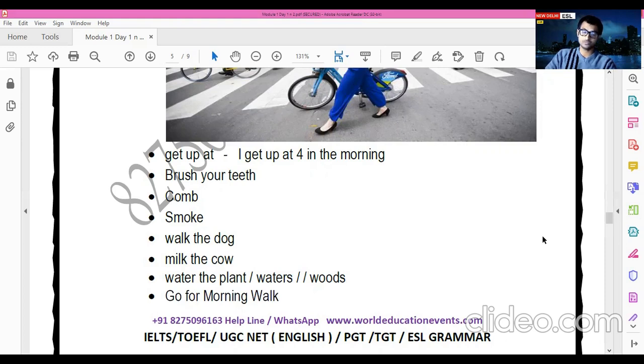Remember, if you're using 4 in the morning, with morning you are not supposed to use AM, otherwise it will be incorrect English. And don't forget, you can't say I get up in the morning at 4, because as per the grammar rule, you should use the small time first and then the longer time period. Morning is a long time period and 4 AM is a short time period. So you can't say it that way. You should follow the basic concept and say I get up at 4 in the morning. So how can I ask a question?